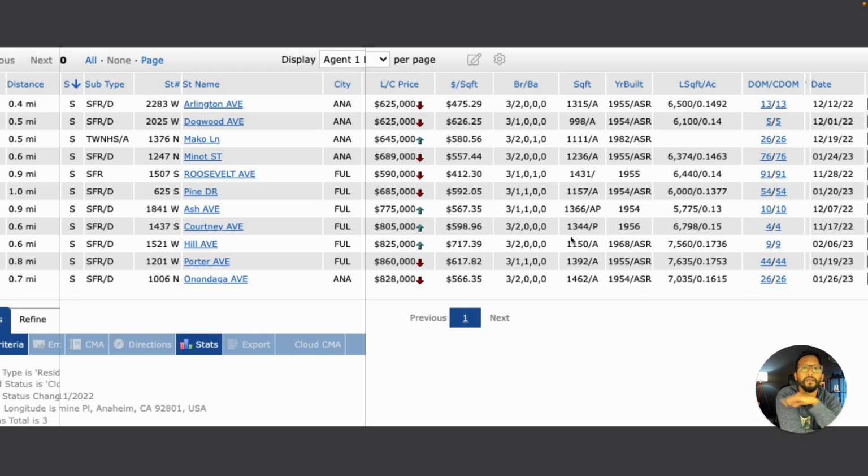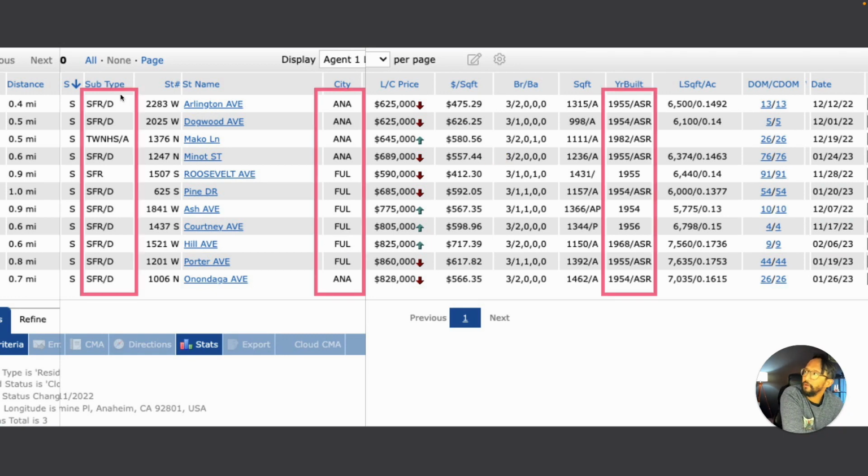As you take a glance at this, we have to play this process of elimination game. Remember, we want to get to 3 to 5. Which one should we get rid of first? Let me give you a hint. We are going to get rid of the townhouse because our subject property is a single family, so we're going to get rid of that. You're going to notice cities. Some are in Anaheim, some are in Fullerton. We're going to get rid of all the Fullerton ones because our subject property is in Anaheim.